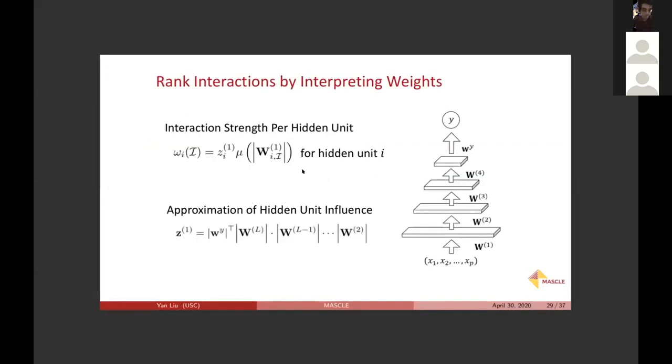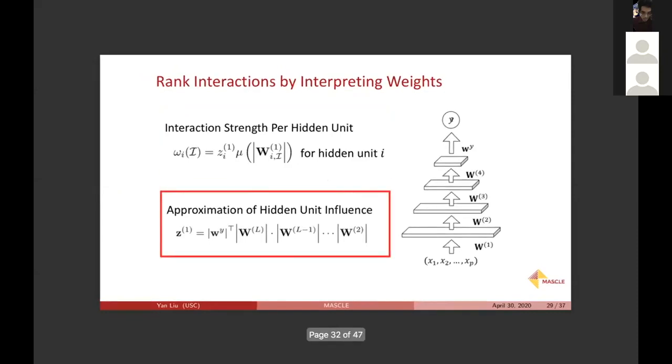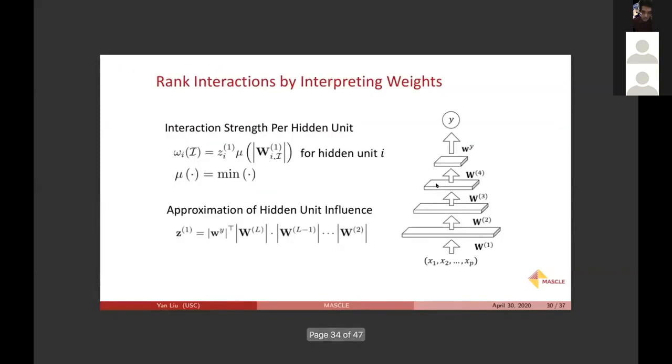But the basic idea is that we need to define the interaction strength for each hidden unit. And this basically consists of two parts. One is the influence of this particular hidden unit on the final prediction, and we can use the product of the weights to propagate the influence from that particular node up to the final prediction. And the second part is the weights from the individual features to that latent feature. And there, we use the minimum operator.